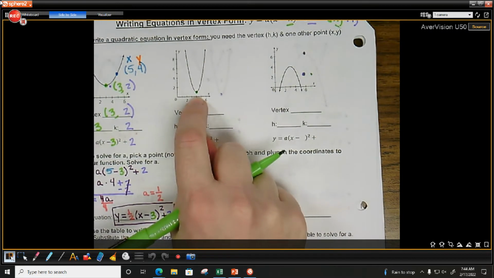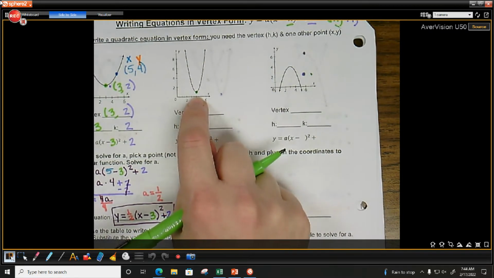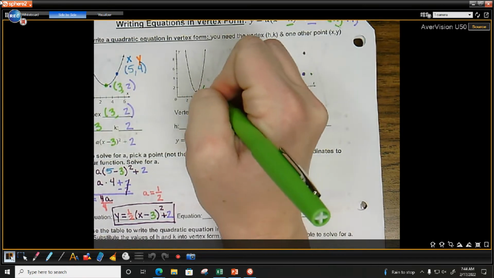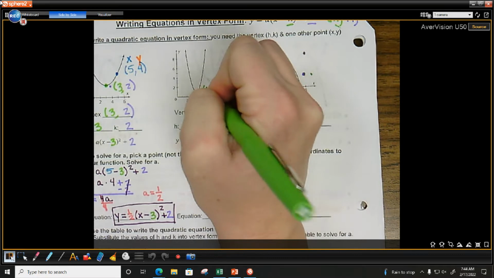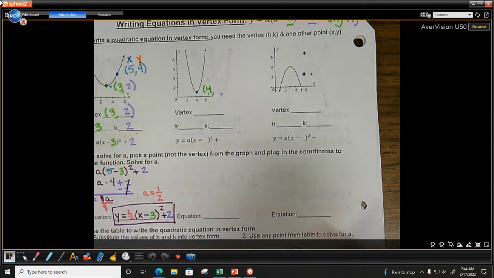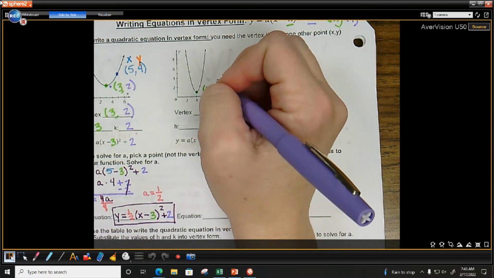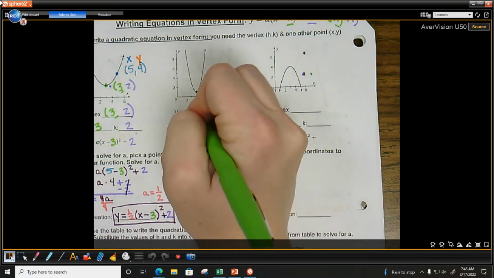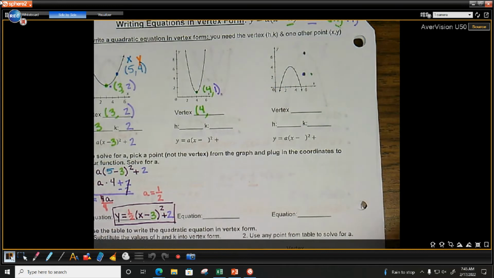Is that a min or a max, guys? It's a min because it's a bottom. Okay, what's the ordered pair of the point? Heather, what's the ordered pair of this point? 4. Then what's the Y value? 1. 4, 1. Great job. So my vertex is at 4, 1.